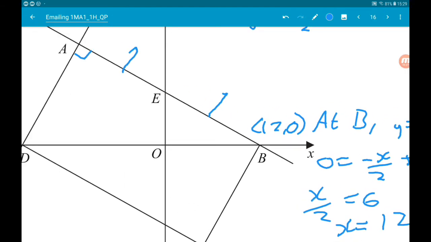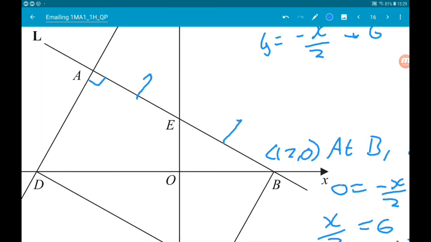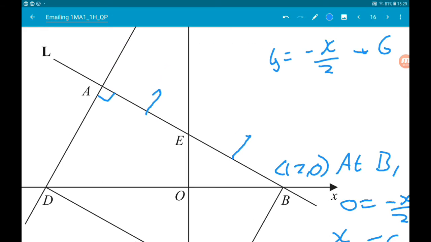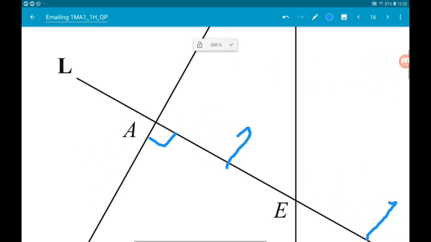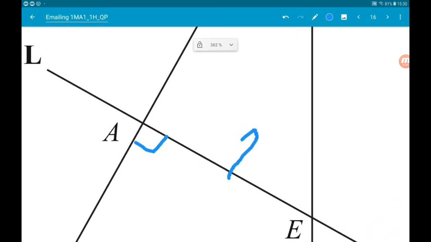So that means we now know the x coordinate of point A. Remember that E is the midpoint, which is 12 left of B, so A is 12 left of E. So the x coordinate at A is minus 12.